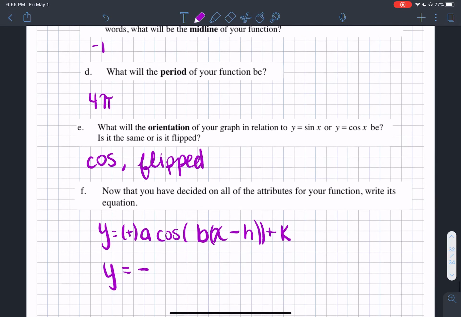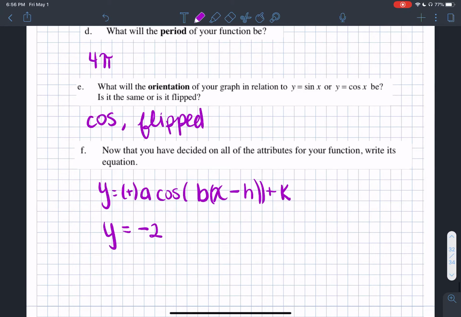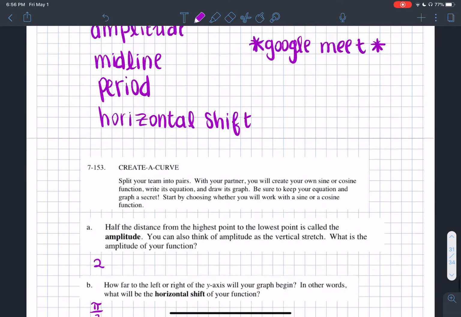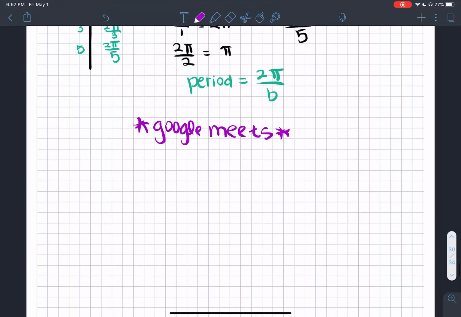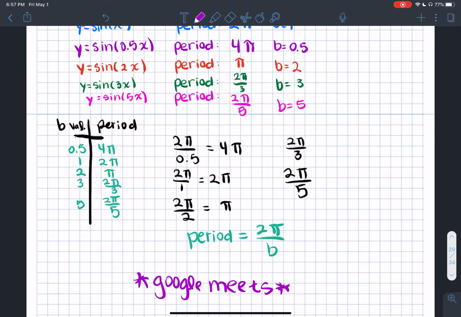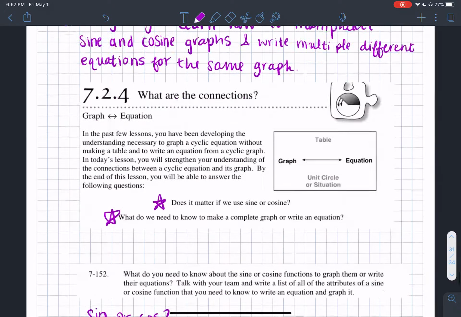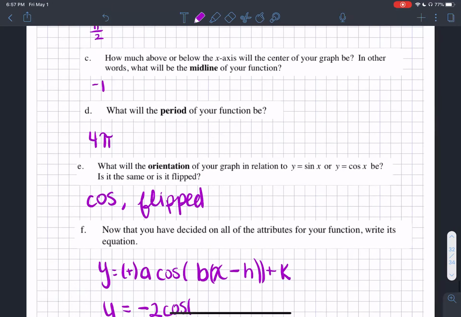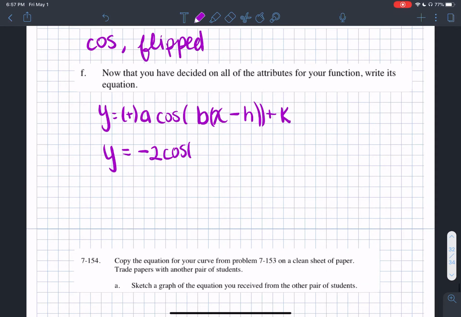My amplitude is 2, so I'm going to have a 2 right here. I chose cosine, so cosine of, and I need to find my B. If you remember from last lesson, 7.2.3, we found out that the period is equal to 2 pi over B. I know that my period is 4 pi, so I know that 4 pi equals 2 pi over B. So let's go ahead and solve for that B.